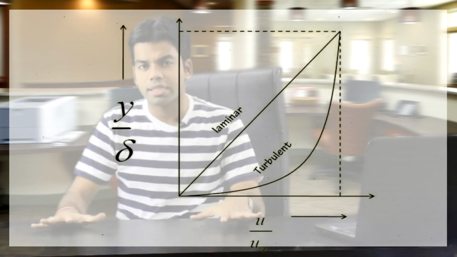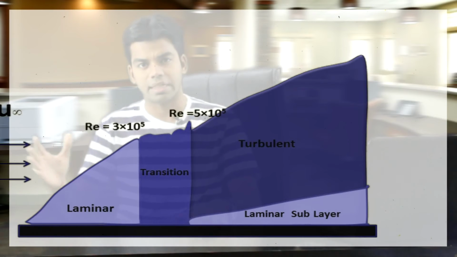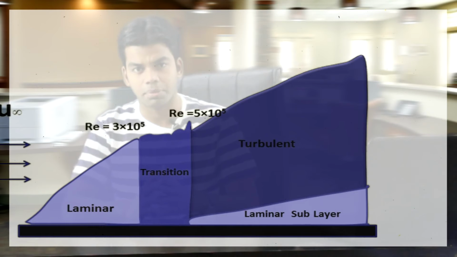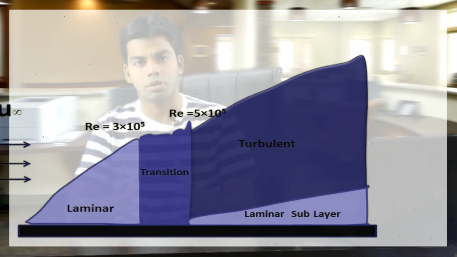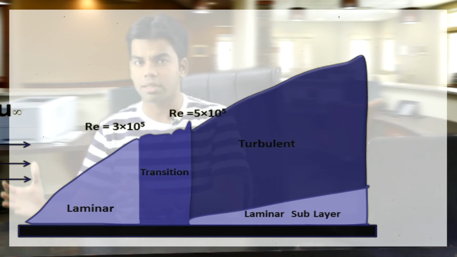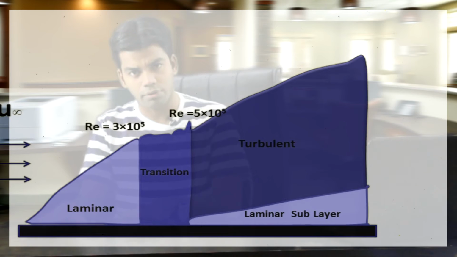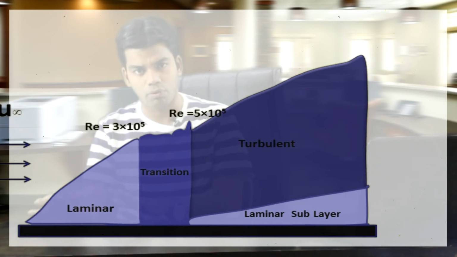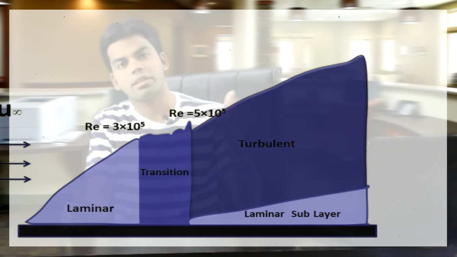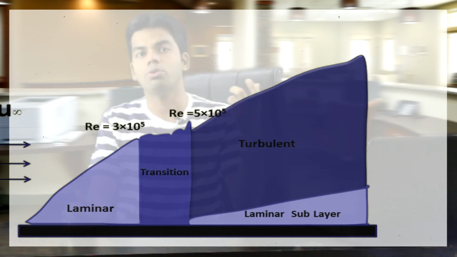Now what about the shear stress acting on this plate? The shear stress acting on this plate will decrease because the velocity gradient is getting less and less steep, and we know tau is directly proportional to du by dy. So as the velocity gradient in the laminar region is decreasing in the direction of flow, the wall shear stress of this plate will decrease in the direction of flow for the laminar region. Now in the turbulent region, as the velocity gradient is increasing, obviously the wall shear stress will also increase.